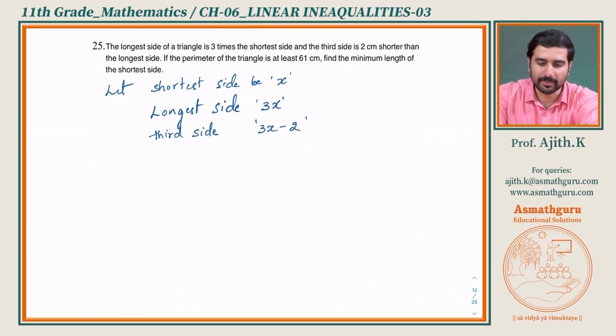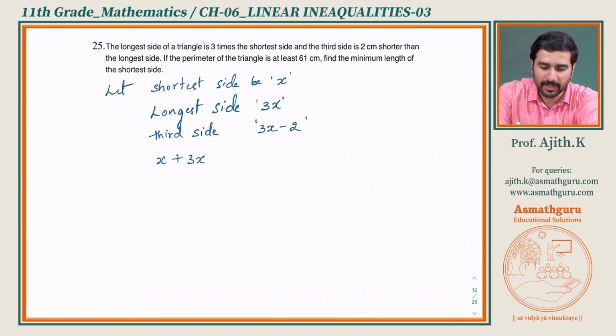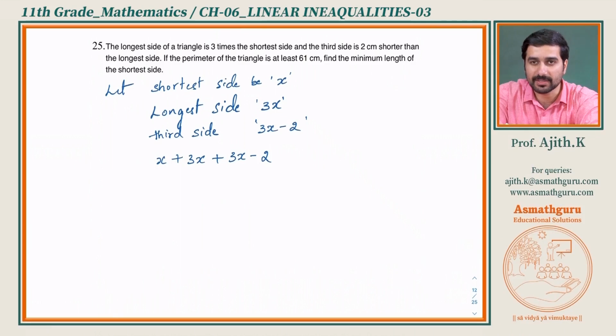And they mentioned the perimeter of the triangle is at least 61 cm. So the perimeter is x plus 3x plus 3x minus 2, which is greater than or equal to 61. I have to solve this inequality for the value of x. So we'll get 3 plus 3, that is 6, plus x, 7x, greater than or equal to 61 plus 2. I'm shifting the minus to the other side. So we'll get 7x greater than or equal to 63.